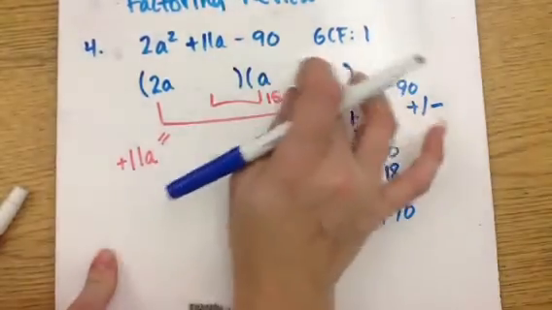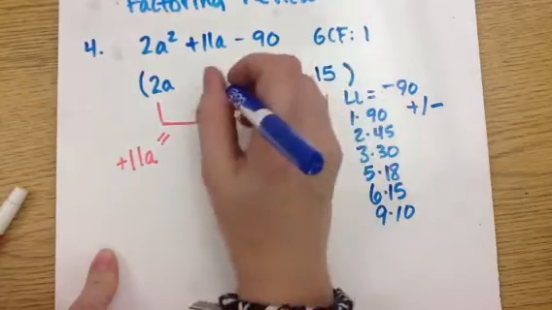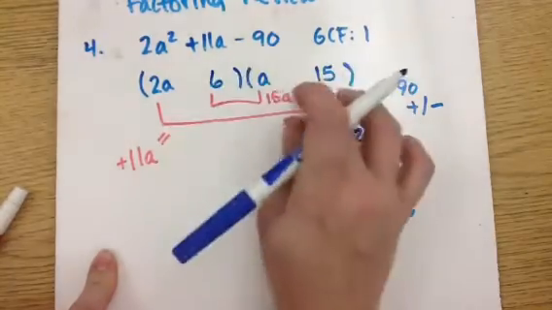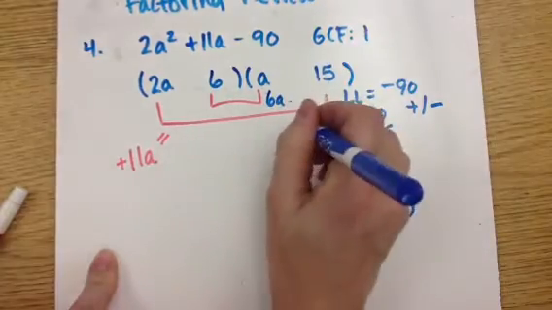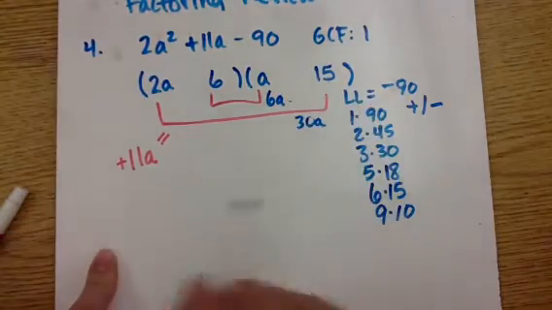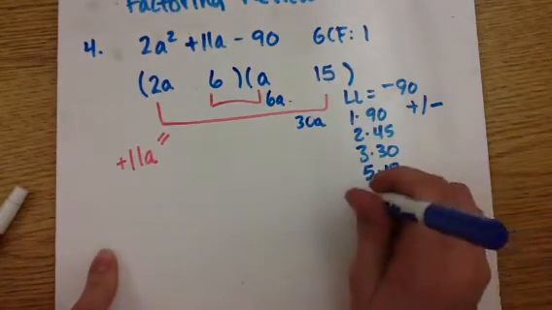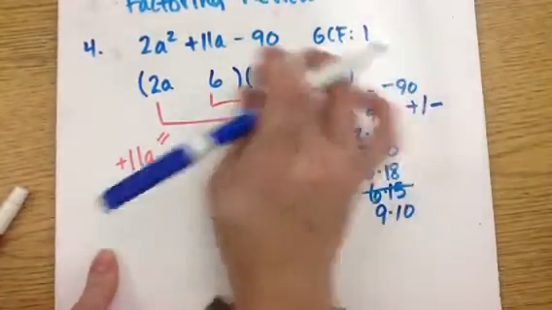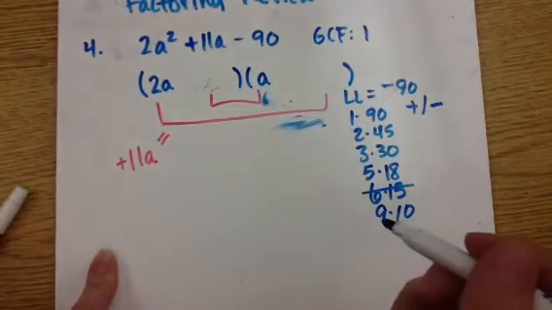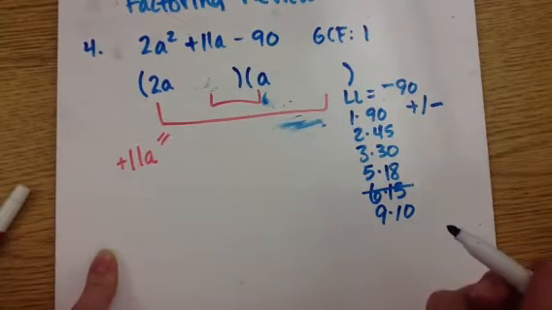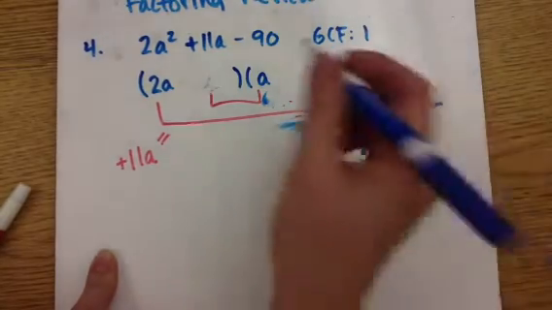So I will try the other direction, 15 and 6. That gives me 6a for my insides, 30a for my outsides. That does not work either. Since I've tried both orientations, I can cross that off my list. Go on to my next possibility. How about 9 and 10 maybe?